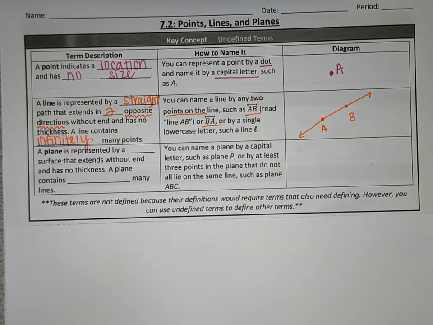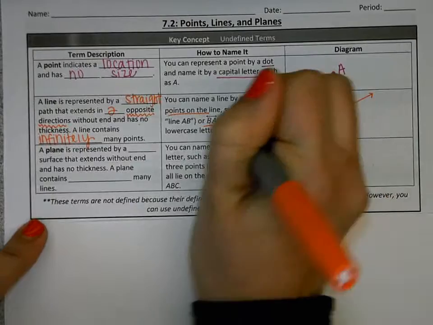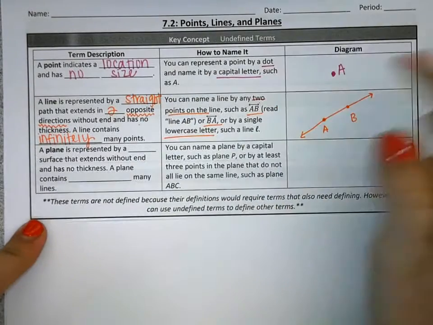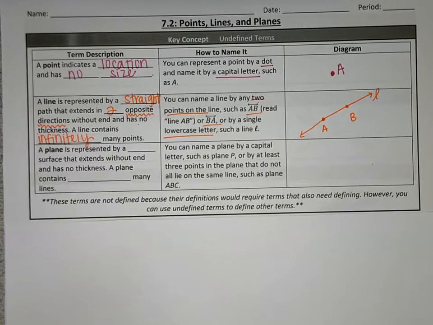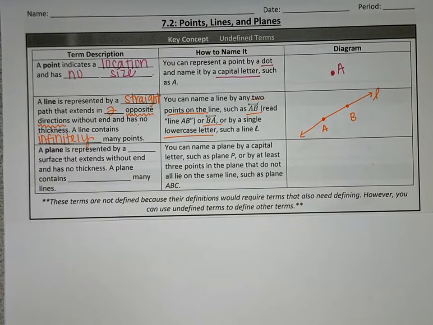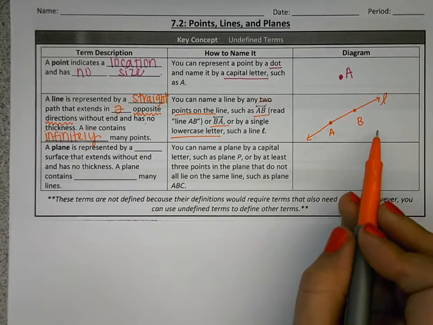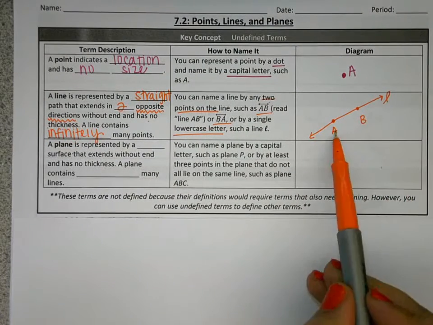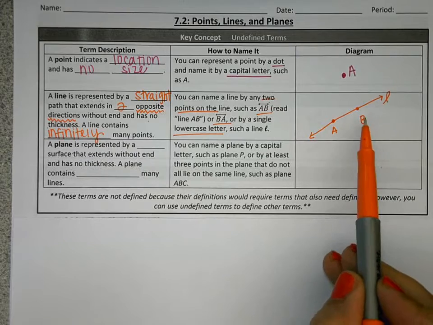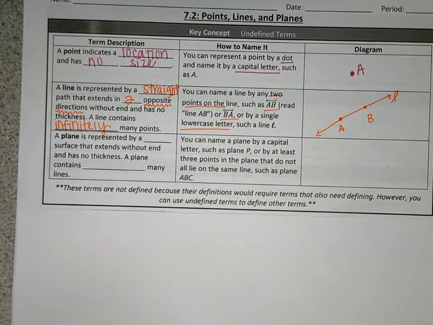Lines can also be named by a single lowercase letter, such as line L. And if you're going to use L's, I suggest doing a cursive L. You can also name lines M, N, whatever you want, but we name lines with lowercase letters. We name points with uppercase letters. Okay, so we can say line L, or we could call this line AB or line BA. So far, so good? Am I overwhelming you yet?